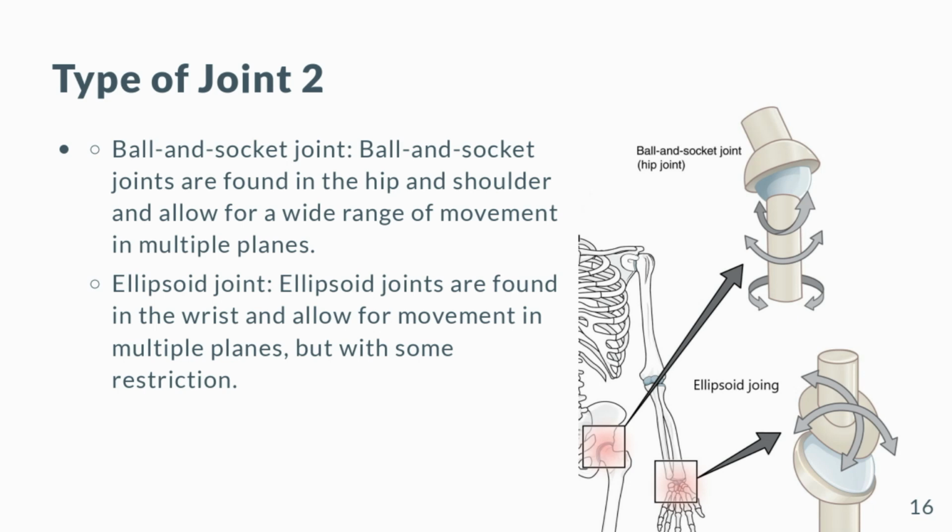Ellipsoid joint. Ellipsoid joints are found in the wrist and allow for movement in multiple planes, but with some restriction. They consist of an oval-shaped end of one bone fitting into an elliptical-shaped socket of another bone.